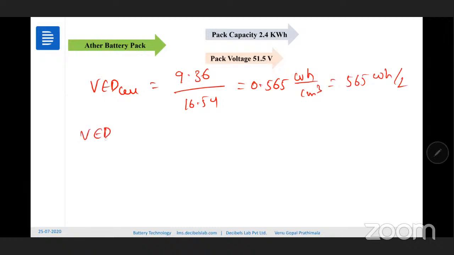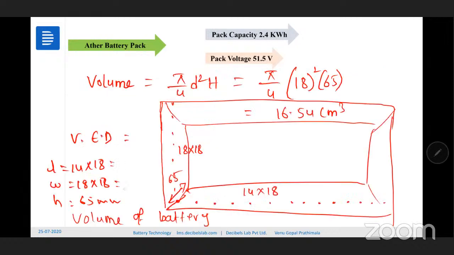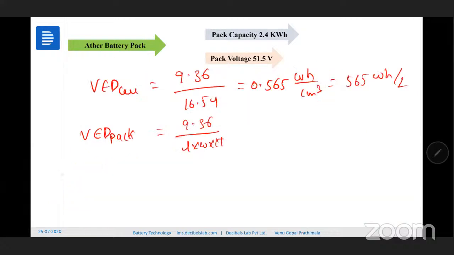If you look at the volumetric energy density for the pack, it is 9.36 divided by length times width times height. So first we calculate the length, width and height. 14 into 18 is 252. And 18 into 18 is 324. And this is 65. So 324 times 252 times 65 will give the total volume, V pack, equal to 5307120 mm cube.